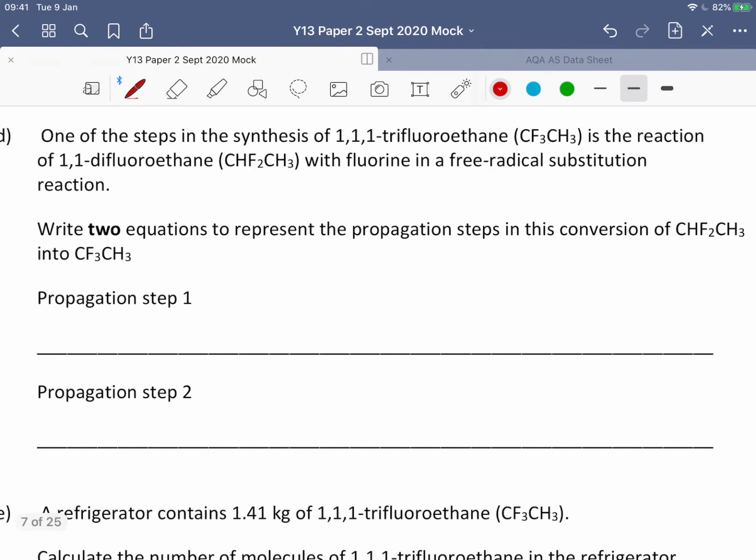Write 2 equations to represent the propagation steps, where we're converting our 1,1-difluoroethane into 1,1,1-trifluoroethane. So obviously we are reacting our difluoroethane molecule, and we must be reacting it with a fluorine free radical. It would take quite a lot of effort to do this reaction, actually. So it's quite interesting they've chosen to do this, given you've probably never seen a fluorine radical in a question before, but the principles are still the same.